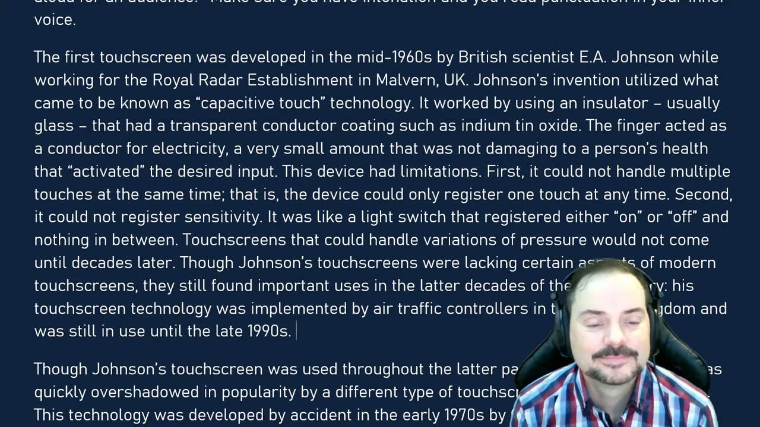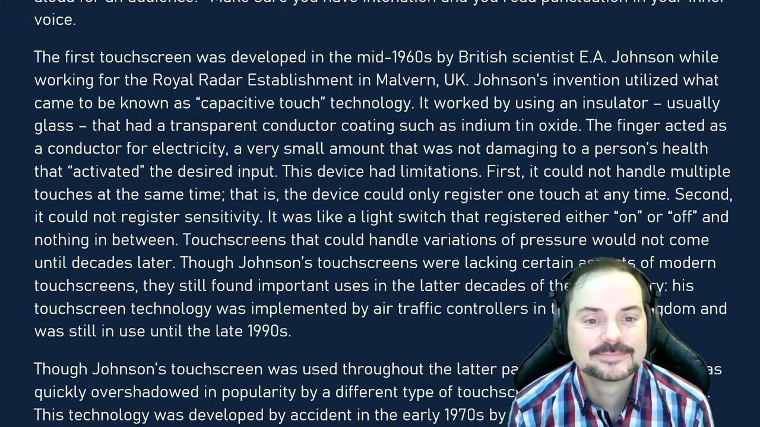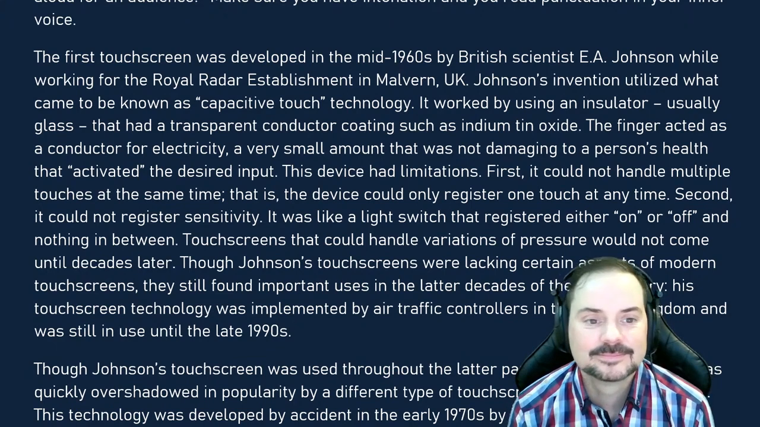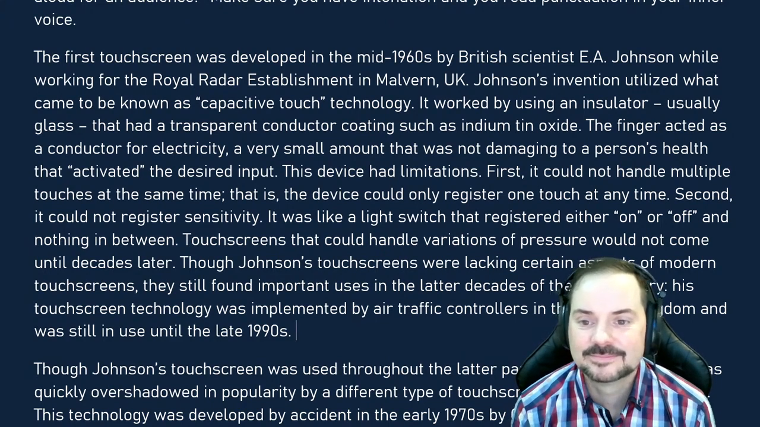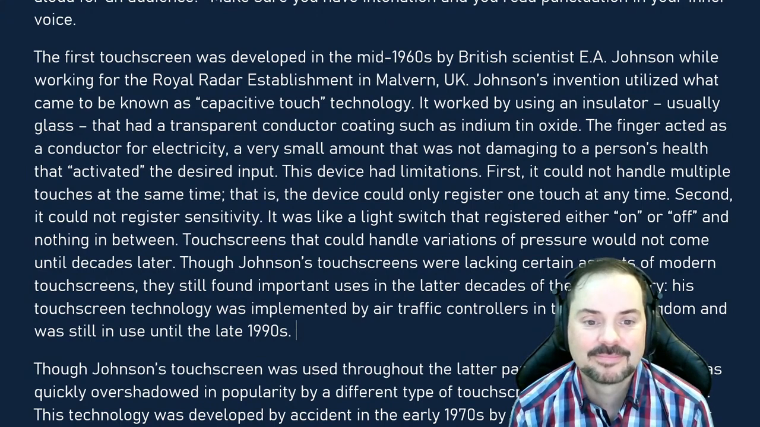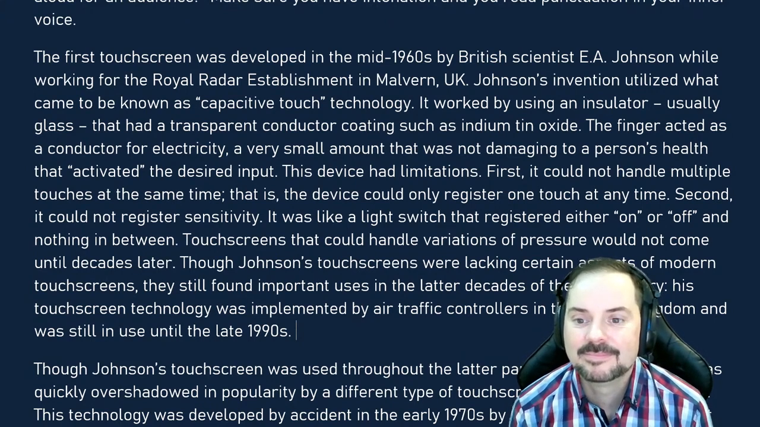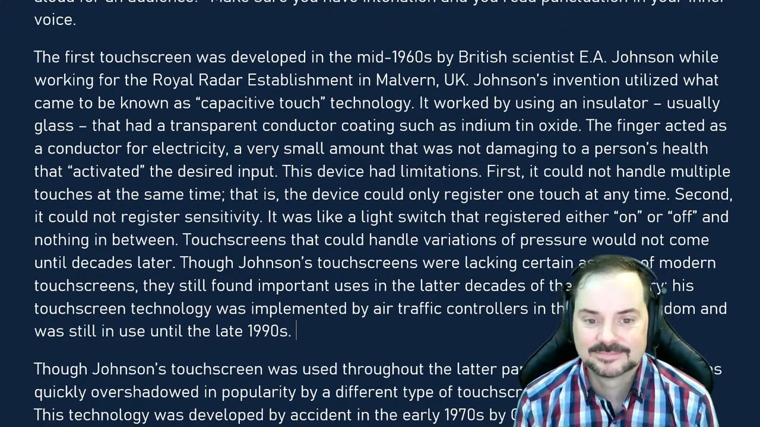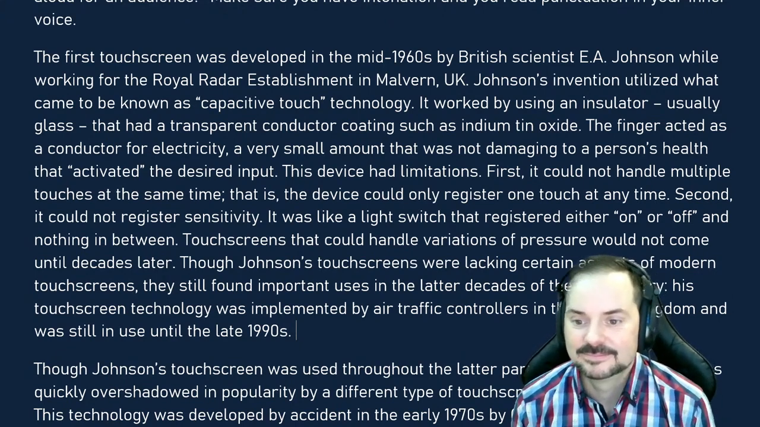The first touch screen was developed in the mid-1960s by British scientist E.F. Johnson while working for the Royal Radar Establishment in Malvern, UK. Johnson's invention utilized what came to be known as capacitive touch technology. It worked by using an insulator, usually glass, that had a transparent conductor coating such as indium tin oxide. The finger acted as a conductor for electricity, a very small amount that was not damaging to a person's health, that activated the desired input. This device had limitations. First, it could not handle multiple touches at the same time. That is, the device could only register one touch.